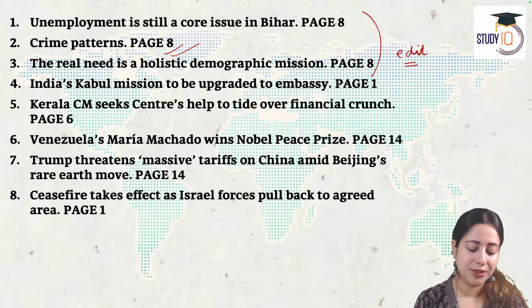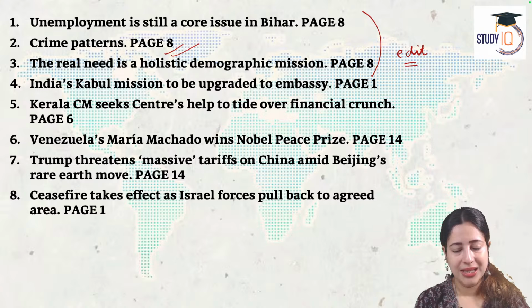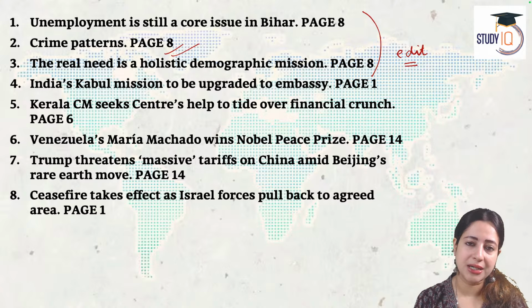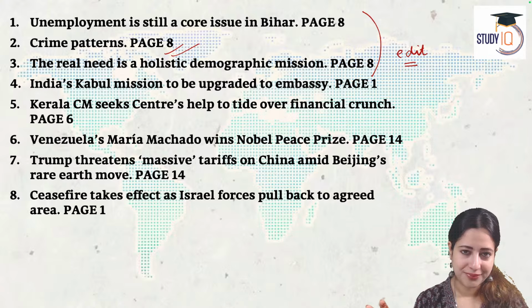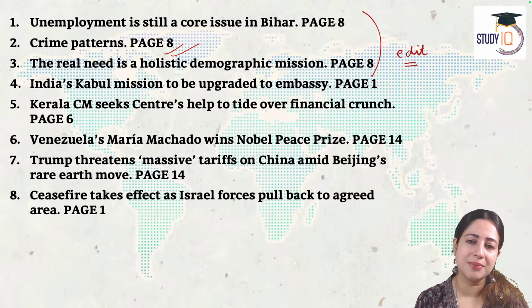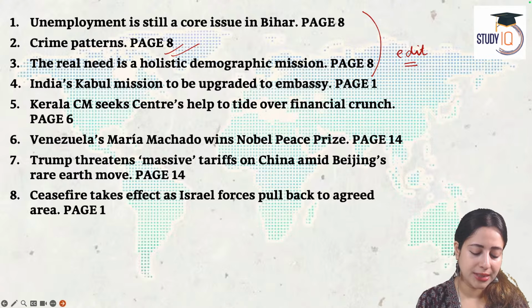Let us start with the first article, editorial page. This talks about the state of Bihar, but this time not because of the assembly elections, or because of the electoral roll, not because of the SIR. This time we are talking about unemployment in Bihar. So let us see what the article says.